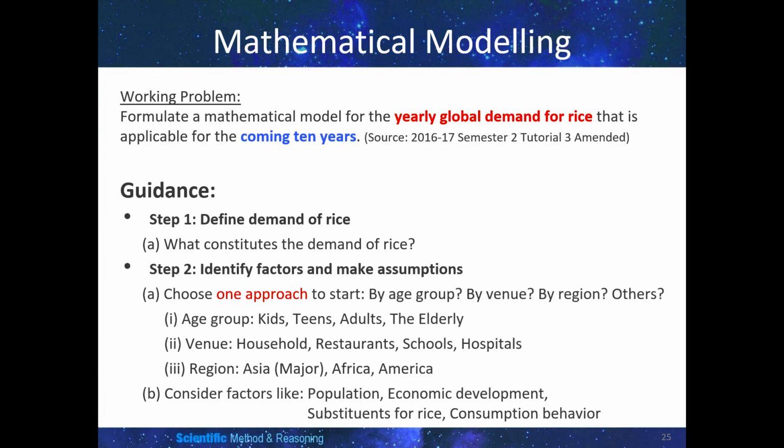And then we can move on to identify the factors and make assumptions. You can choose one approach to start. For example, by age group, venue, region, or others. For age group, you have kids, teens, adults, elderly. They all have different demand for rice. And for venue, you have household, restaurants, schools, hospitals. And for region, Asia is actually the major consumer of rice. You can also consider factors like population, economic development, substituents for rice, and consumption behavior. And the rest of the steps, you will need to do on your own. You may always refer to this tutorial.